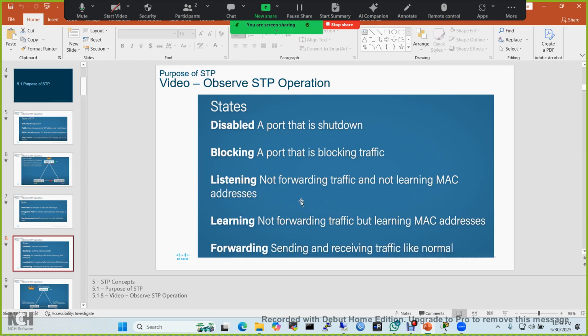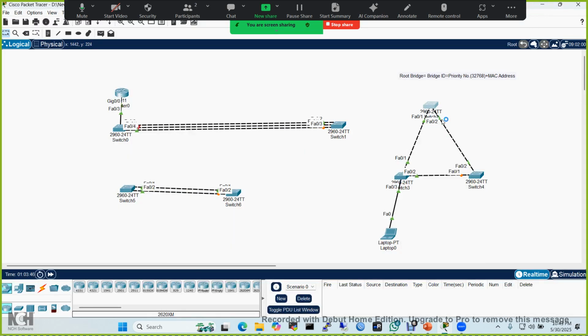That's why it can't make a forwarding decision. In this stage, there is no forwarding, but it is learning the MAC address of the neighbor. That's why it is learning the MAC address. And listening is only checking the STP status. Am I the root? Or is another switch the root?